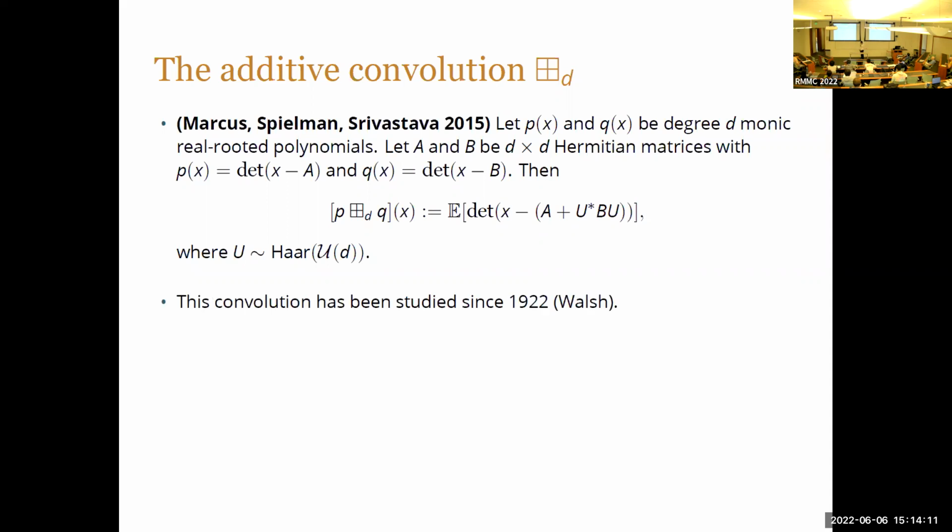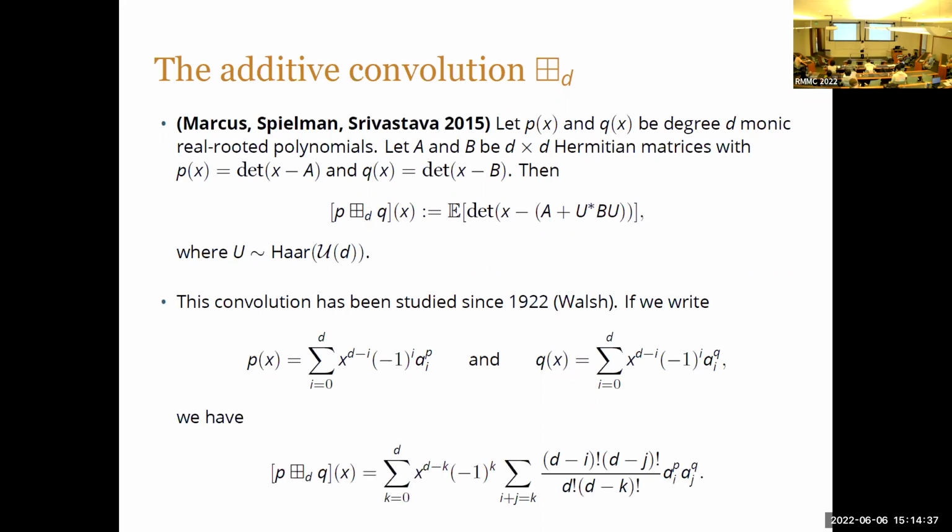And it turns out that this convolution has been studied for 100 years, although it wasn't known that you could express it as an expected characteristic polynomial. In fact, you can do something more elementary and just give names to the coefficients of P and Q. I'll denote them by a_i^P and a_i^Q. And then you can say explicitly what the coefficients of the convolution between P and Q are. Those are given by these coefficients here. And that's how people worked with these formulas before.